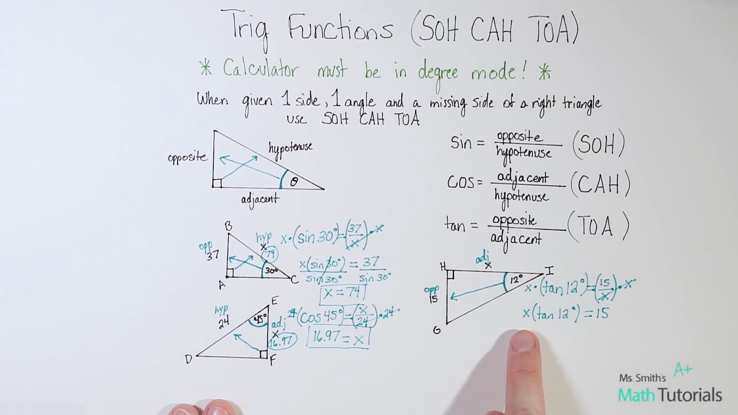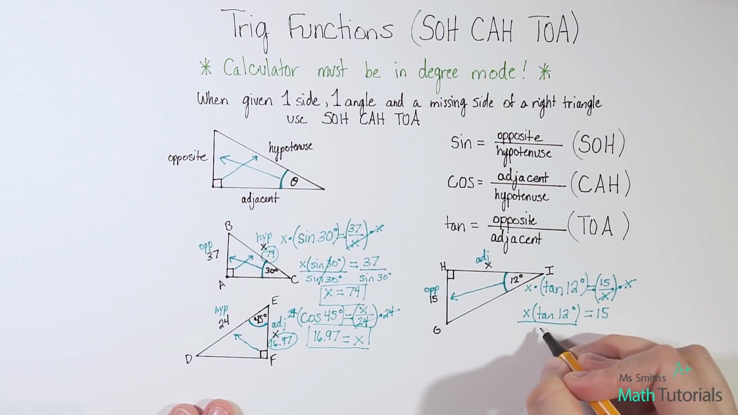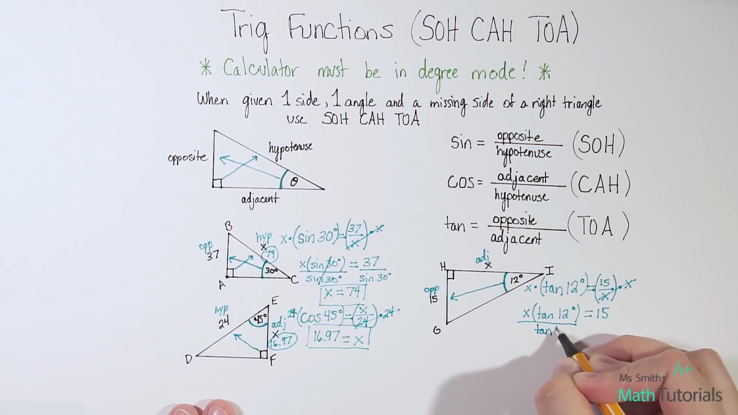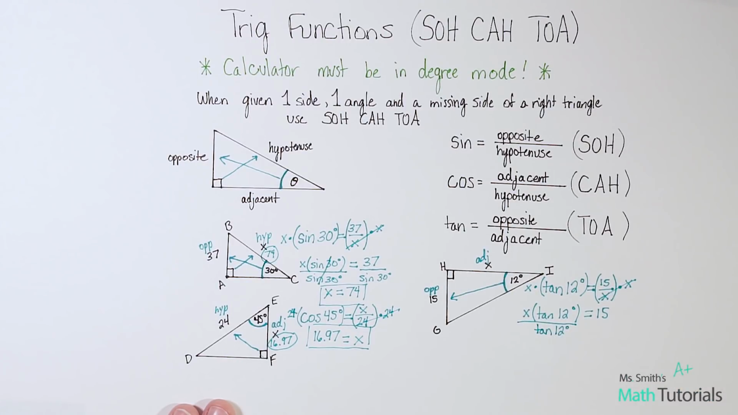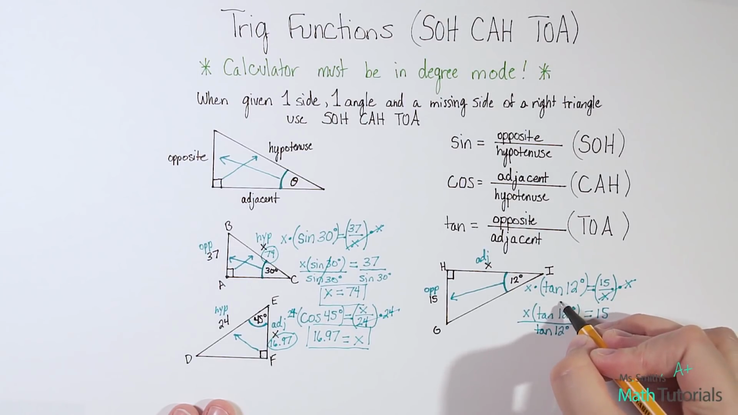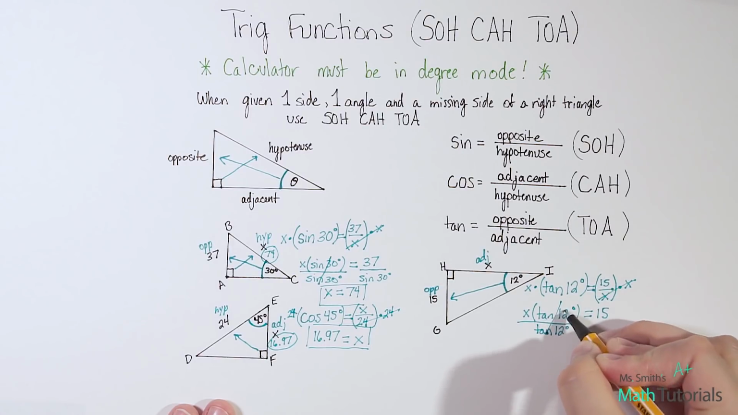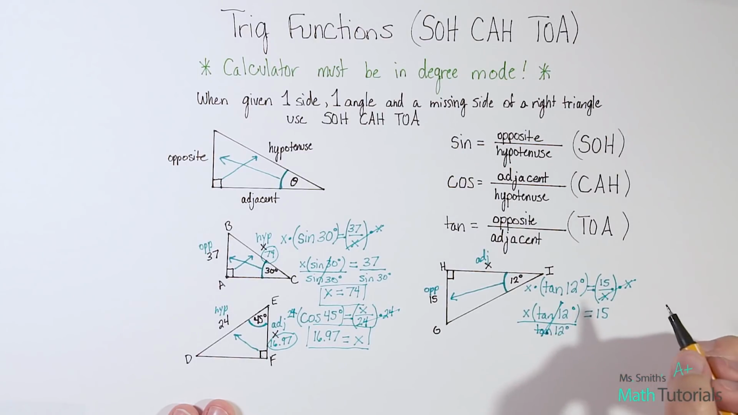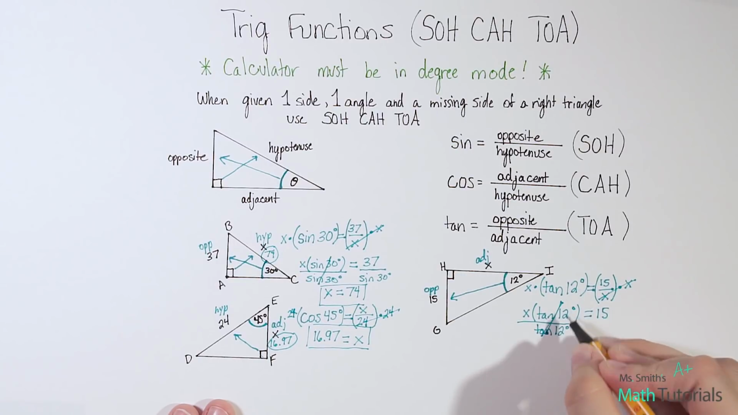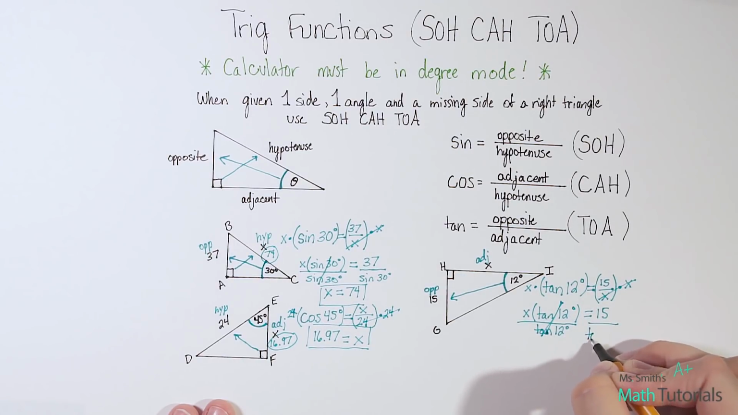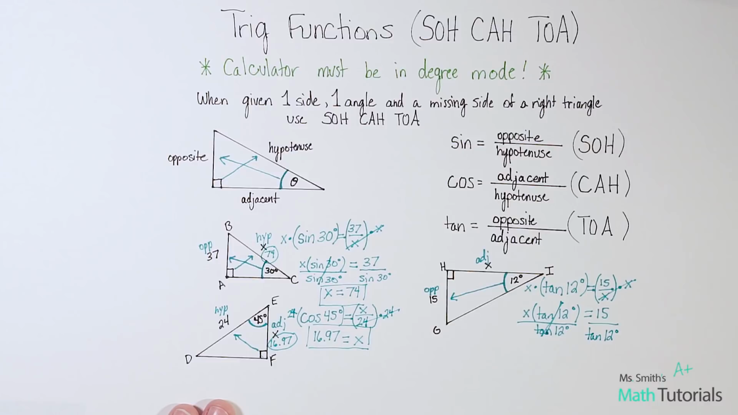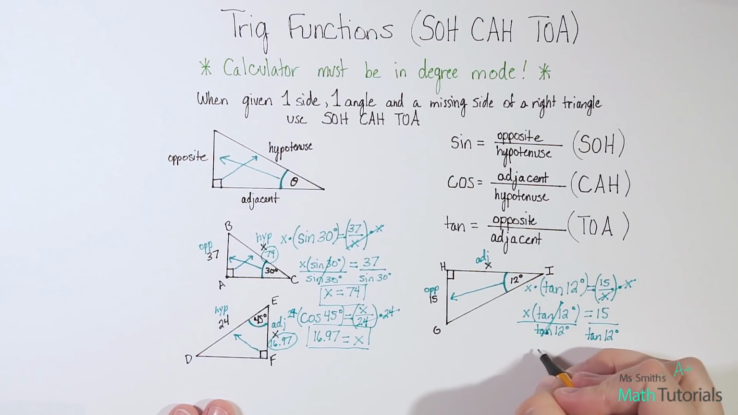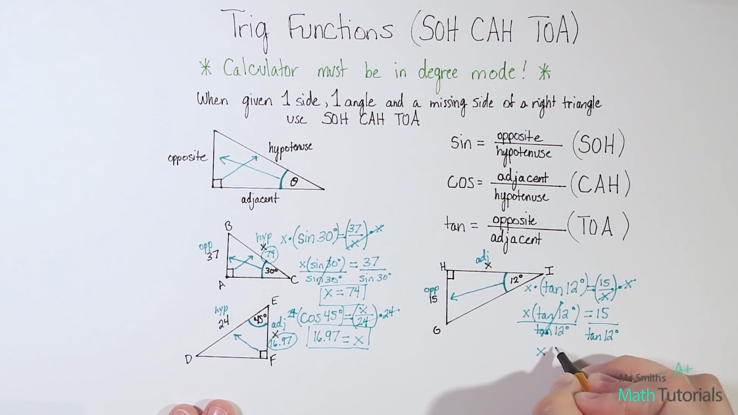Now I want to get x alone. So this is x times tan of 12 degrees. So let's divide by what I want to get rid of, tan of 12 degrees. Now these, hopefully you recognize, cancel, right? Anytime we divide something by itself, it cancels to 1. And if I do that to one side, I gotta be fair and do it to the other. Okay, so at this point I've got x is alone now, equals 15 divided by tan of 12.